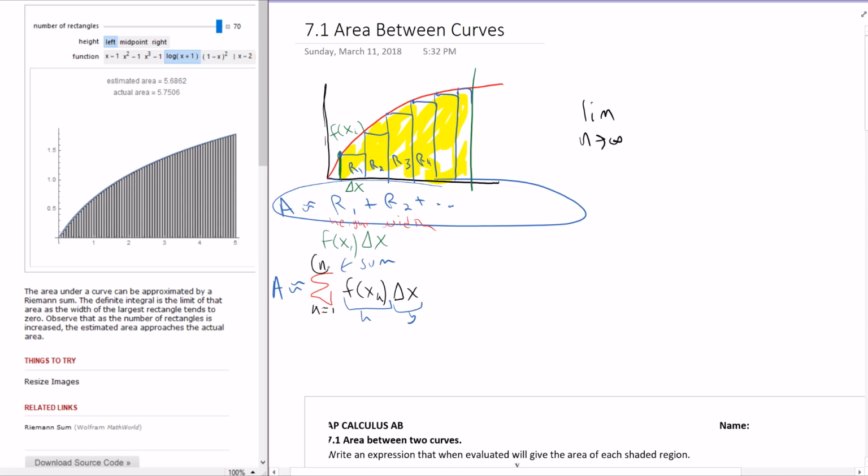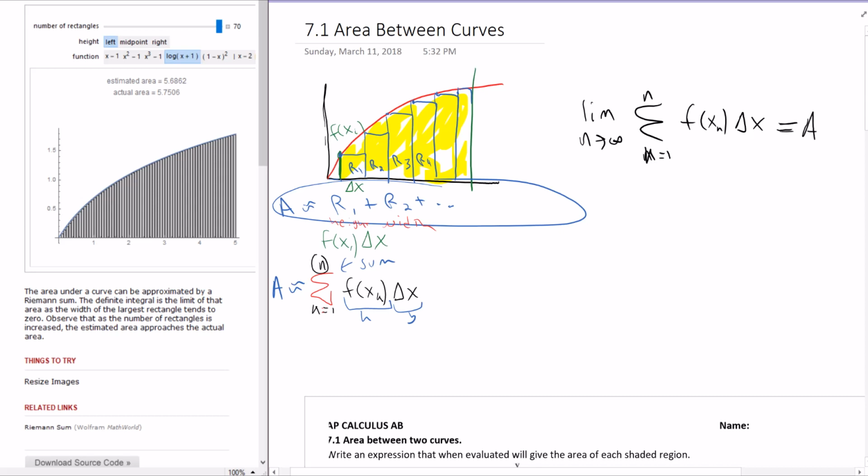And remember, n is the number of rectangles. We're taking the limit as n goes to infinity of this sum. It's basically saying we're going to add the areas of an infinite amount of rectangles together. There's a really awesome proof for this, but basically what we said was that this is not an approximation anymore, it's going to be equal to the exact area.